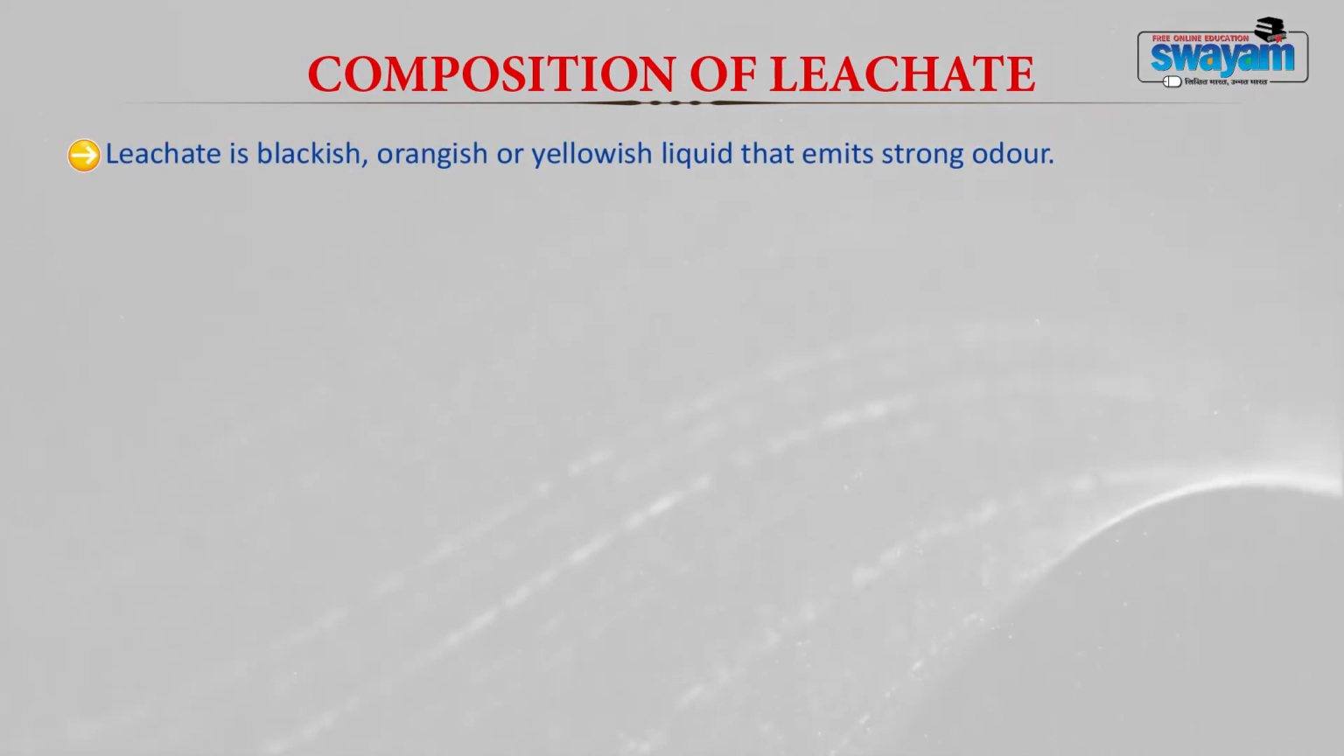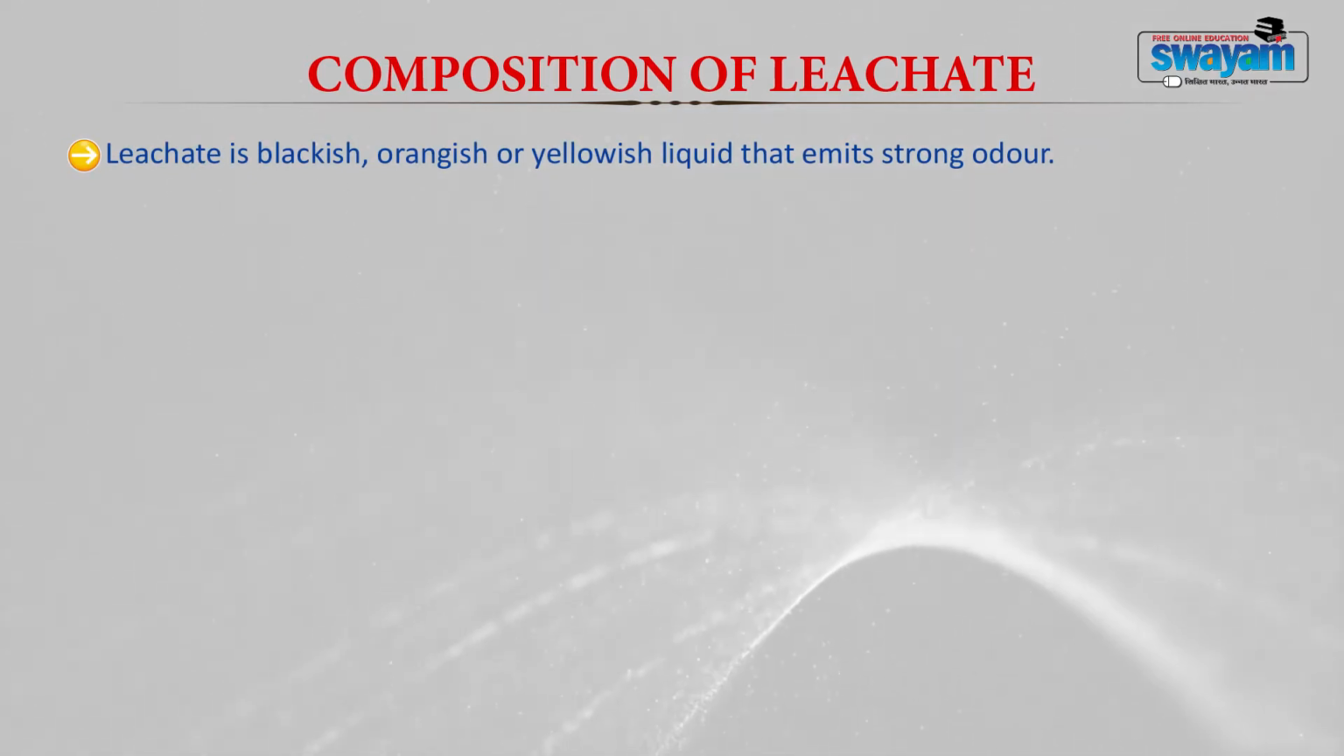If you have a lot of biodegradable material in your landfill, then the waste degradation will lead to the generation of a lot of leachate and the leachate quantity will increase. Likewise, for climatic conditions, if the landfill is located in an area where a high amount of rainfall is received, then the leachate quantity will increase. That is how these different factors play a role in determining the leachate quantity generated in a landfill. Now, the composition of leachate: as I told you earlier, leachate is a toxic liquid which is blackish, orange or yellowish in color.